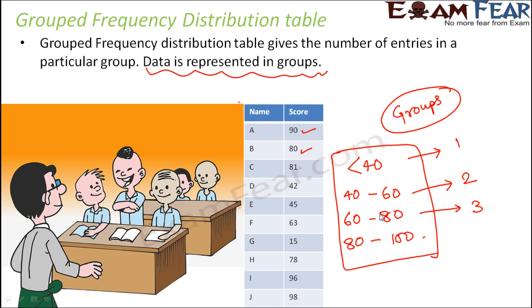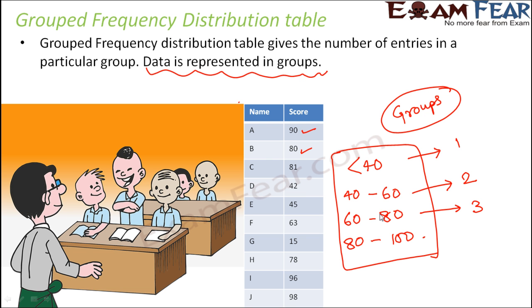So even though a particular entry did not get repeated over and again, what did we do? We created a group. So we said, okay, maybe only one student scored 42. But when I say how many students scored between 40 and 60, then those who scored 42, those who scored 45, they came together. So we got that there are 2 students who scored between 40 and 60. So in such scenarios, we introduce this concept of group, and this is called a grouped frequency distribution table.